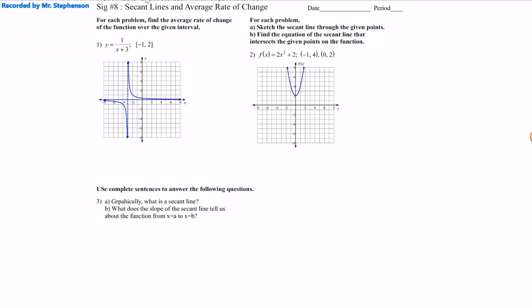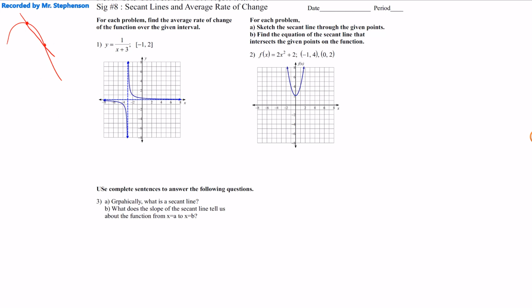Hi guys, this is a video to show you how to do SIG number 8, which is secant lines and average rate of change. Basically, when we're trying to find secant lines, what we're doing is trying to find a line that passes through 2 points on a graph, such as this, and usually want to know the slope of that line.